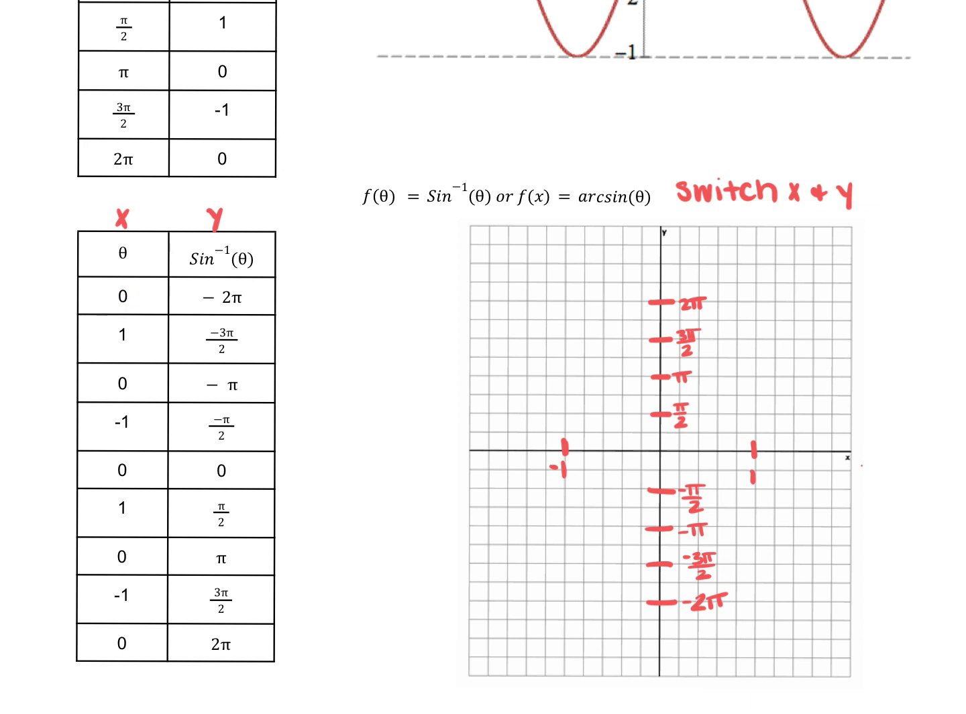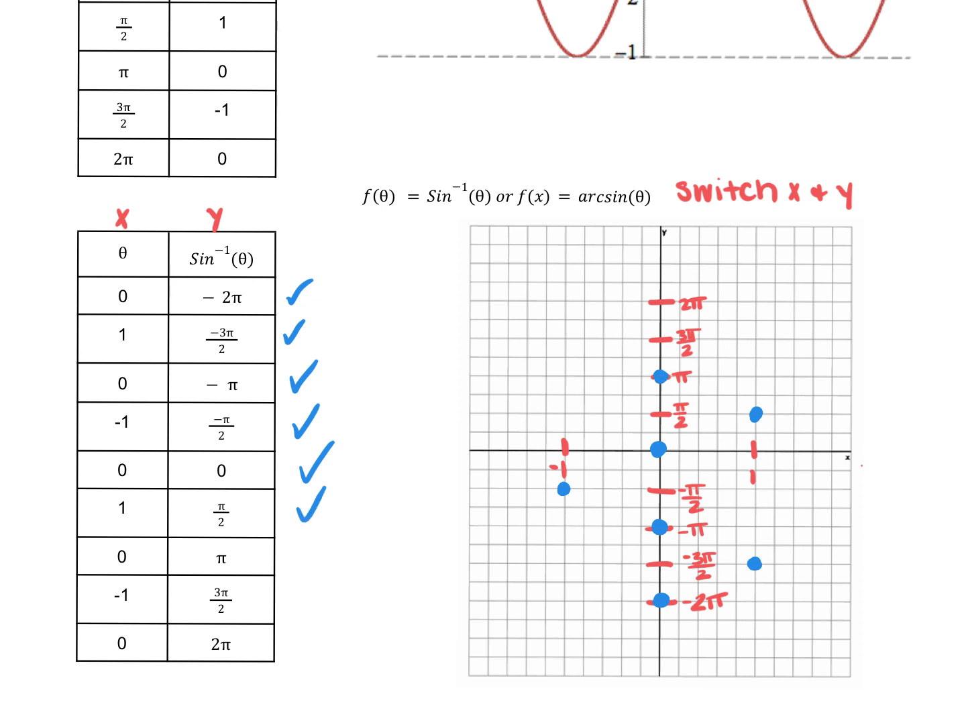So we're going to plot 0, negative 2 pi. So when x is 0, y is negative 2 pi. So down here, sorry. And now we have the next one, 1 and negative 3 pi over 2. So when x is 1, y is negative 3 pi over 2. Next, 0 and negative pi. So when x is 0, y is negative pi. Next, negative 1 and negative pi over 2. Next, 0, 0.